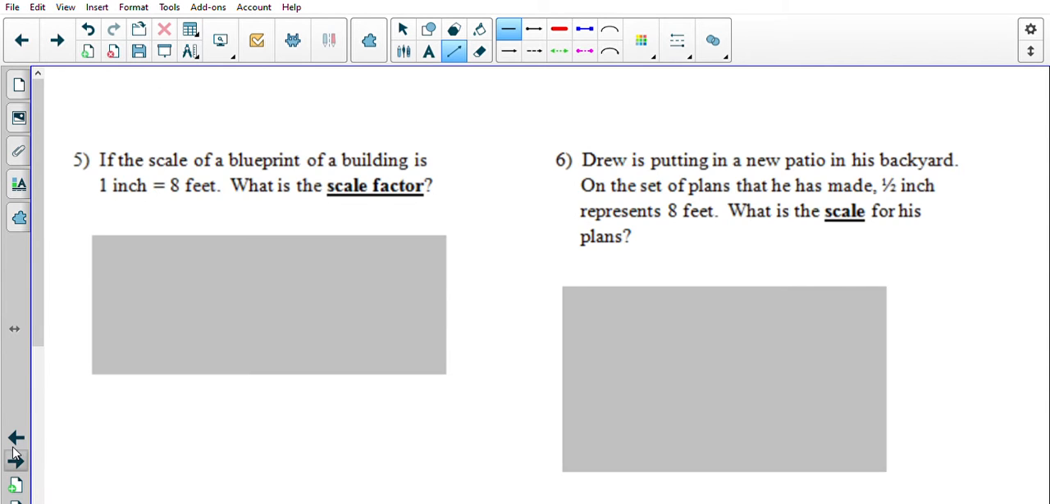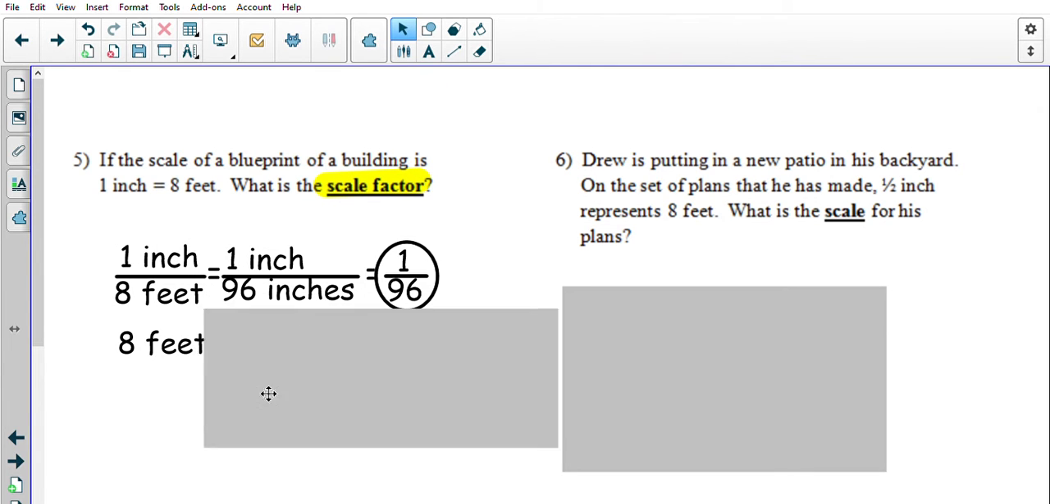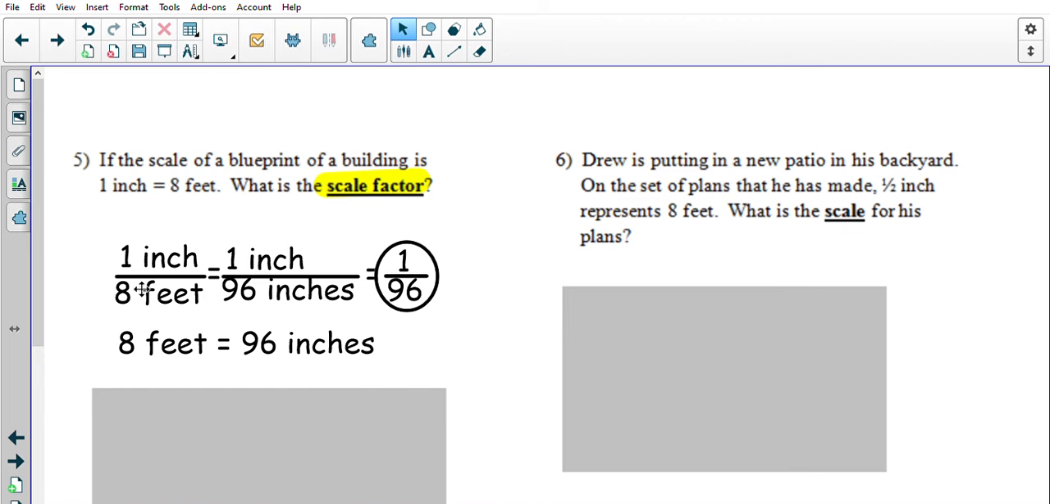All right. Let's go ahead and take a look at numbers 5 and 6. Number 5, if the scale of a blueprint of a building is 1 inch equals 8 feet, that should be a comma, and then a lowercase w. What is the scale factor? This one's asking us for the scale factor. That's a fraction. Model over actual, which is 1 inch over 8 feet. 8 feet is 96 inches. Take 8 times 12 to get 96. Now that we have the same unit of measure, our final answer is 1/96.